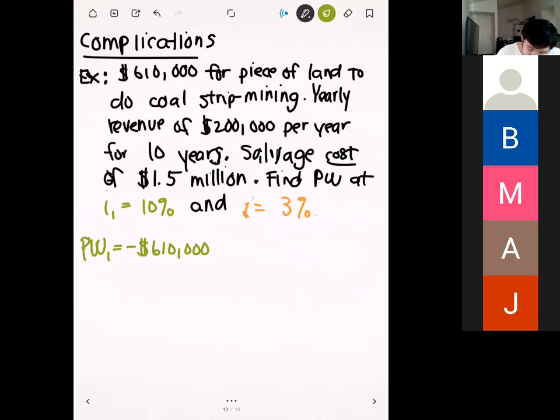Next, we're going to add our yearly revenue. Our yearly revenue is $200,000. Since this is a yearly revenue, it's a uniform series, and so in order to convert it to a present value, we have to multiply by P over A, 10%, and then 10 years. And then from that, we have to subtract our $1.5 million.